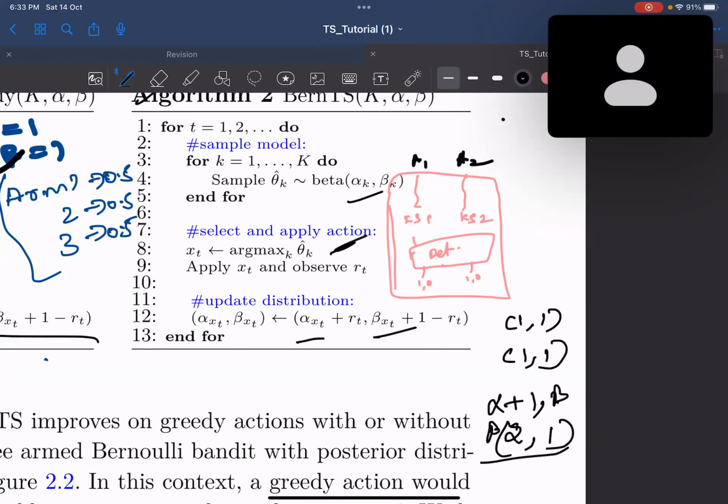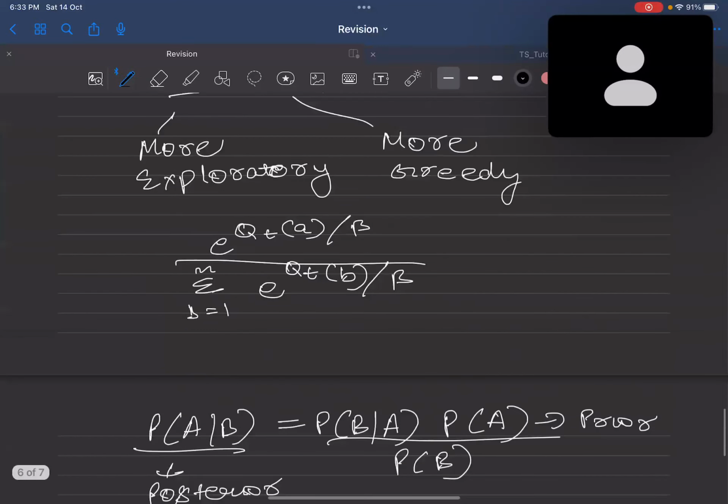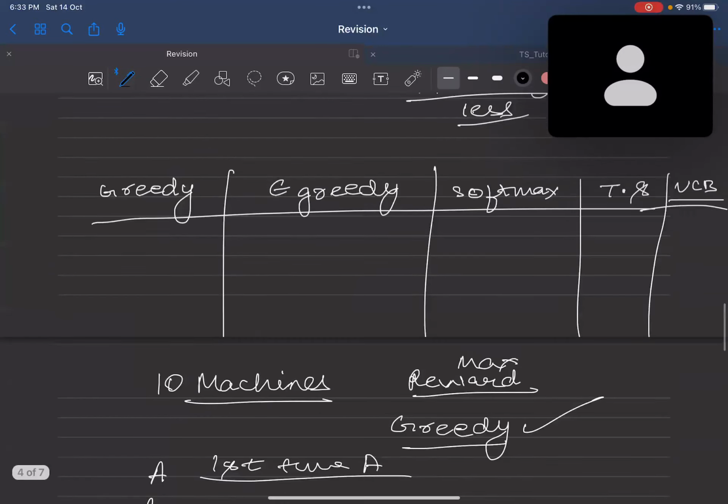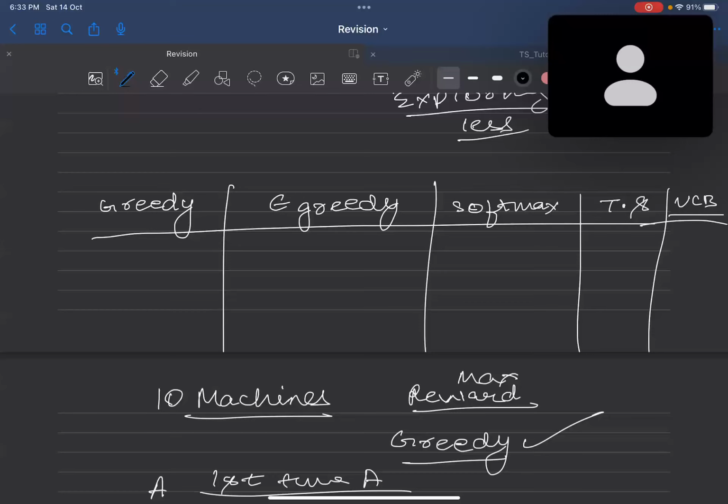If I talk about softmax, that is the knob which is in my hand, that I have to make it more exploratory or more greedy. But in Thompson sampling, it does it by itself. It is dynamic, it will take care of the exploration as well as the exploitation, because that randomness is already induced in Thompson sampling. So that is the advantage of Thompson sampling.